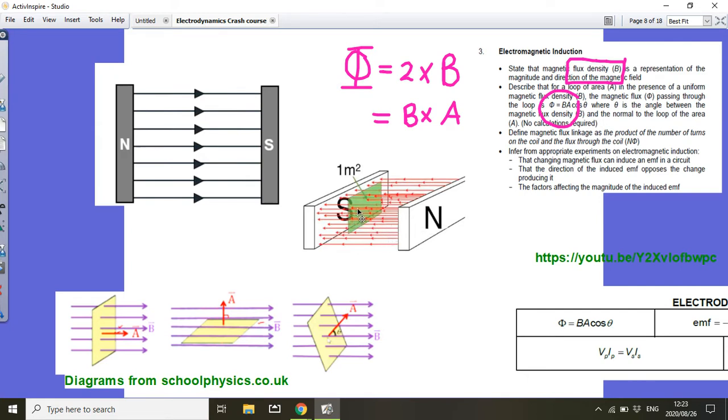But if I have a fixed magnetic field, like I normally have in motors and in generators, the north and the south pole, then these lines are evenly spread.